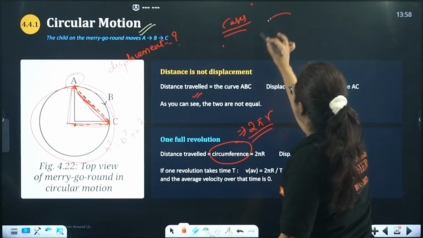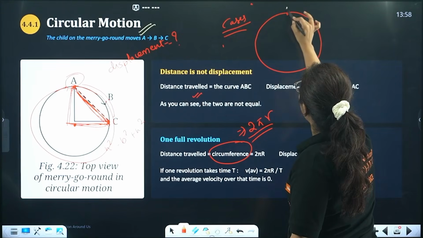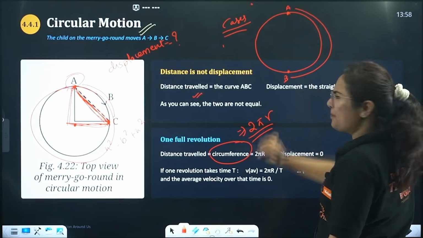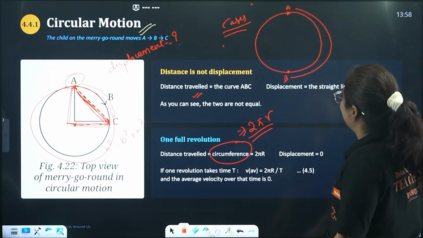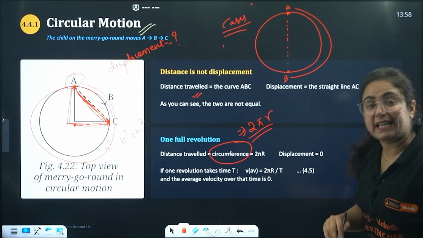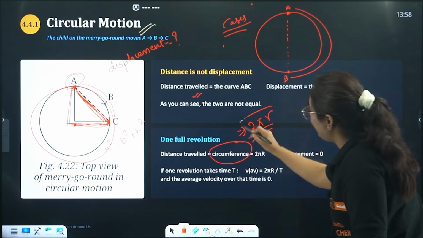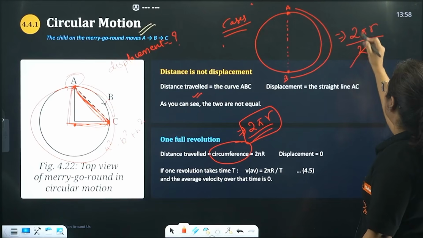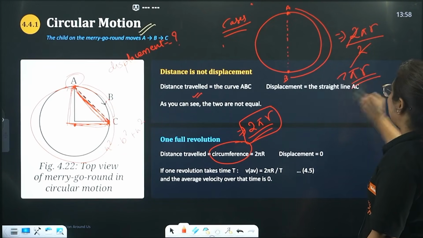Let us take certain cases. This is a circle, this is a point A. A student starts from point A and reaches the point B. So basically half a circle is covered, and hence the distance will be half of the circumference. So what is the circumference? 2 pi r upon 2. The 2s cancel, it will be pi r.